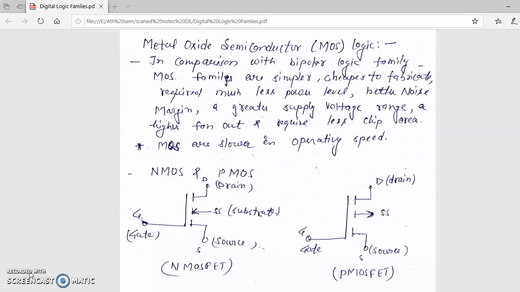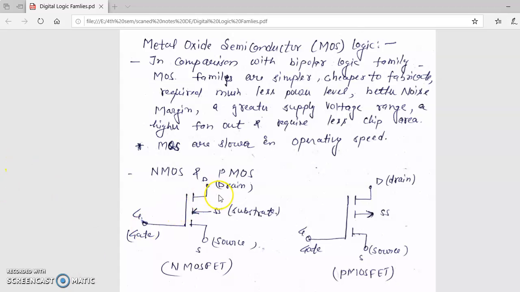It has many advantages as compared to the bipolar logic family. These are simpler, cheaper to fabricate, require much less power, have better noise margin, greater supply voltage range and higher fan out, and also require very little chip area. One disadvantage associated with this is slower operating speed.